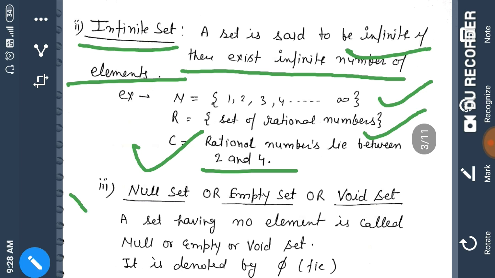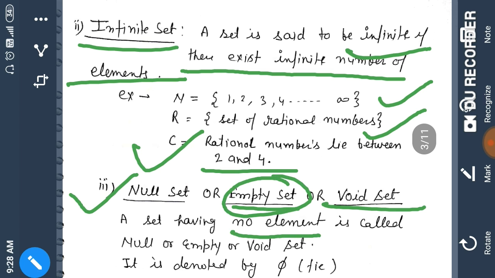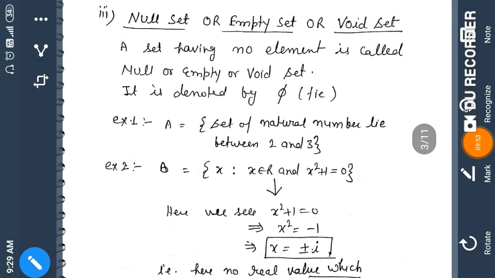Now come to the third definition, null set. It is also known as empty set, or void set. We generally use empty set. So empty set means a set having no element is called a null set or void set. It is denoted by phi, P-H-I. Remember, the main thing in the definition is the notation. So we denote empty set by phi. Okay.